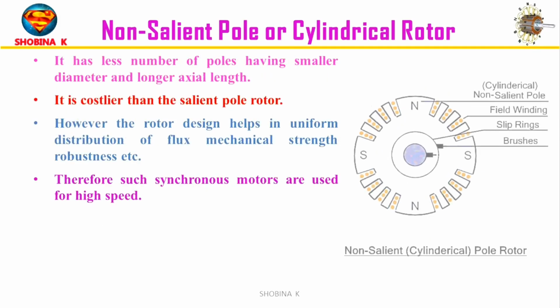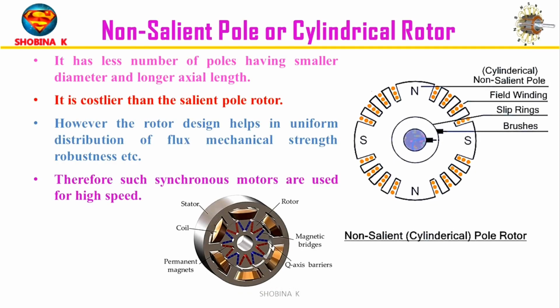Talking about the applications and characteristics of the non-salient pole rotor, it has a smaller diameter and longer axial length. It is costlier than the salient pole rotor. Also, the rotor design helps in uniform distribution of flux, mechanical strength, and robustness. So these motors are used for high speed.